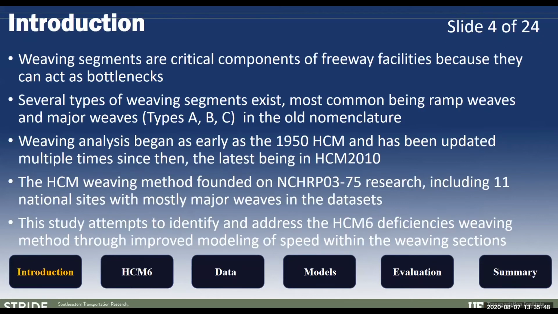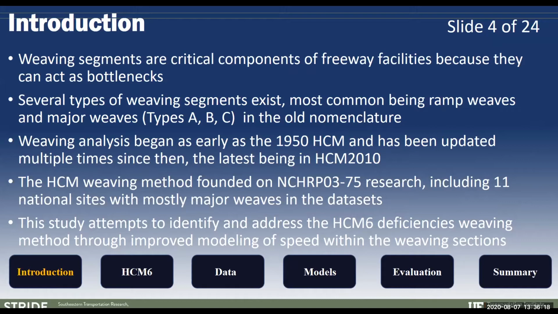In terms of introduction, weaving sections or segments are considered very critical. They are very often what causes bottlenecks on freeways. In the past, we identified weaving segments by configuration. It used to be called type A, B, C. Now there is a new nomenclature. But in general, we characterize these as either ramp weaves or major weaves.